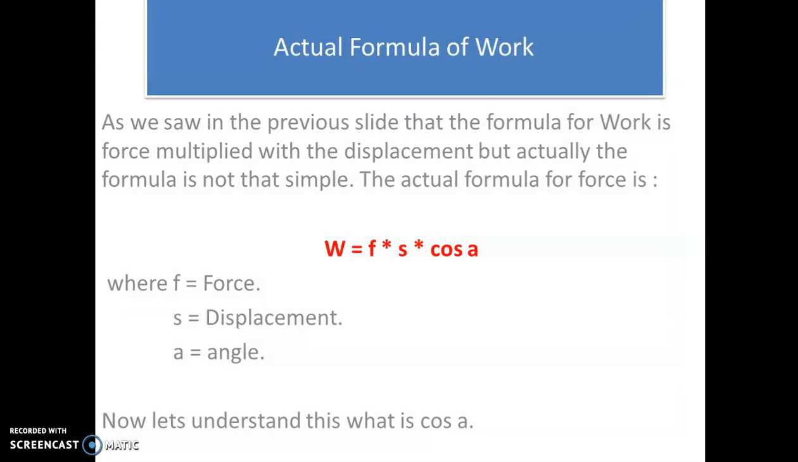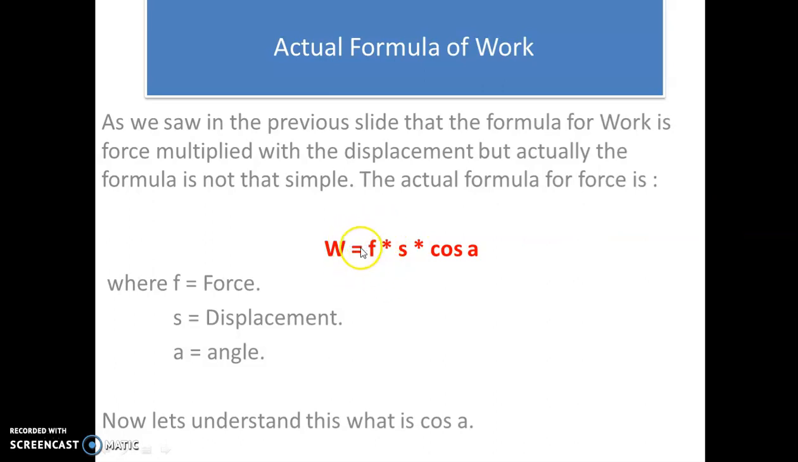The actual formula of work. We know that the formula of work is equal to force into displacement, but that is not the actual formula. The actual formula is work equals force into displacement into cos A. Now what is A? A is nothing but an angle. We'll understand what A is in detail. Just understand that A is just an angle.